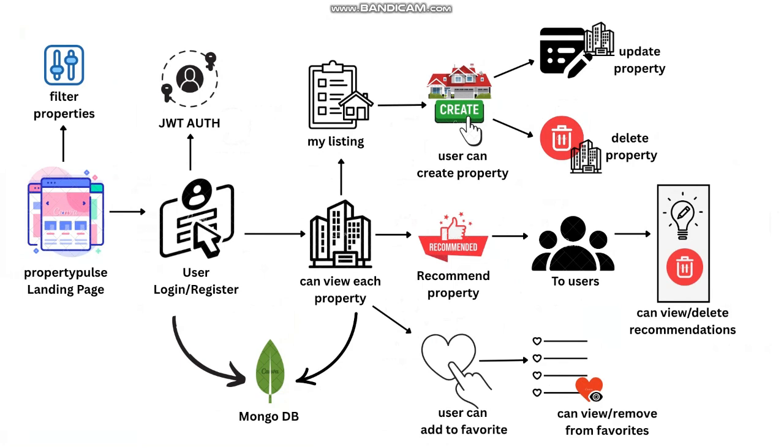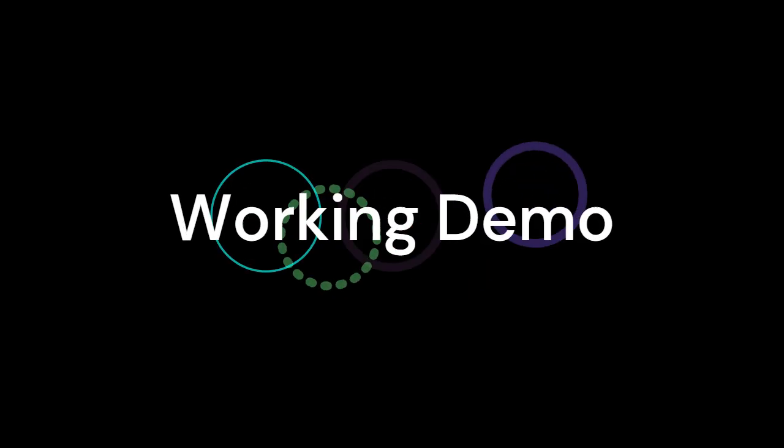In addition to recommending, users can add properties to their personal favorites list. They can later view or remove these favorites to manage their property preferences easily. This is the overall working of Property Pulse. Let's move on to the working demo.